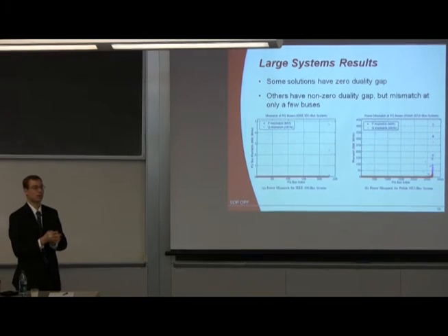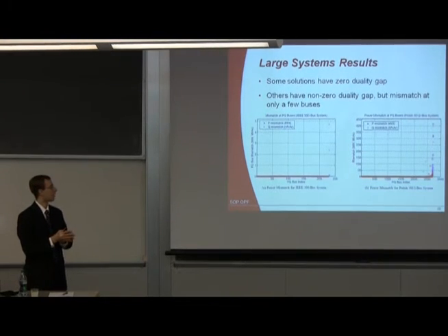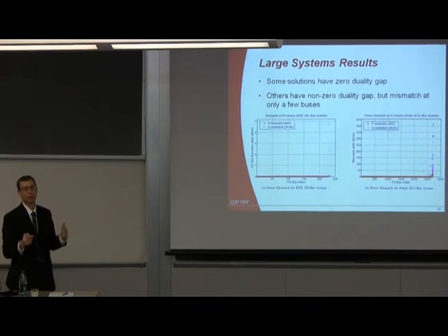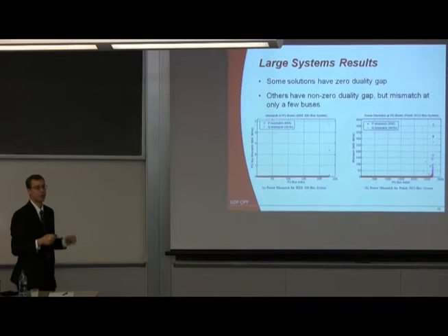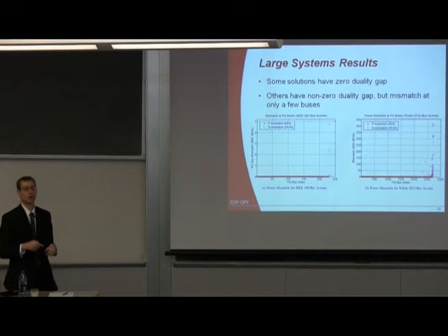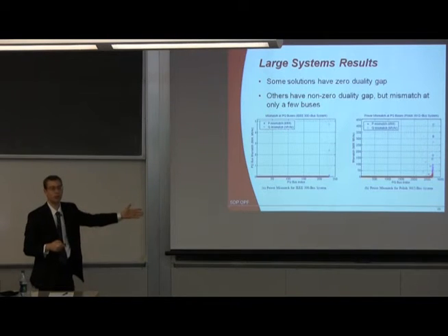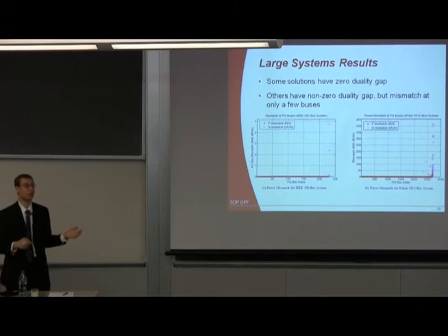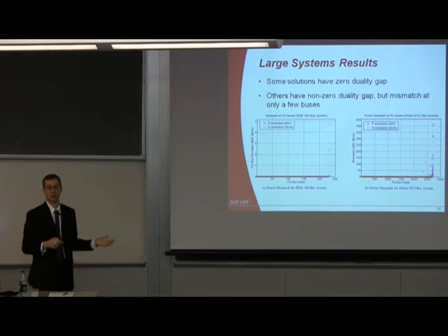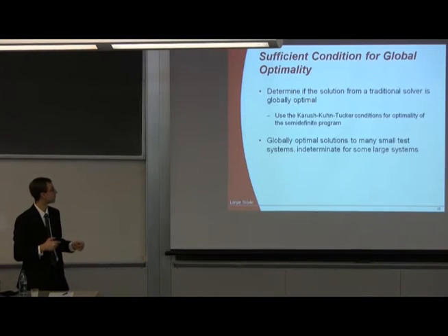So if we looked at the closest rank one matrix, we didn't have a rank one matrix, but we found the closest rank one matrix, and we plugged that back into the equations, we saw that there's really only a few locations for some of these systems where there was an error. So we're currently investigating this right now to see what's going on at these few places, and perhaps can we change something about them so that this relaxation would work for these systems.